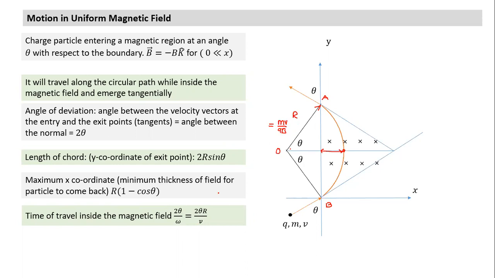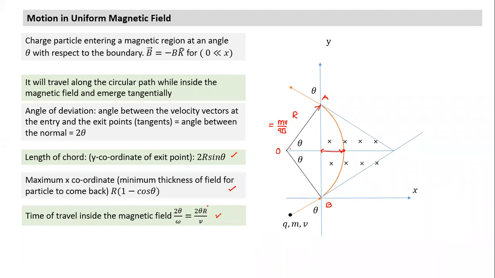How would you calculate R? I will not make this look complicated by putting the value of R here. I calculate R separately. Omega is equal to v by R. So we can calculate how long it remains inside. We can also calculate the distance between the entry and exit points, the maximum distance it will penetrate inside the magnetic field, and the time it travels inside the magnetic field.